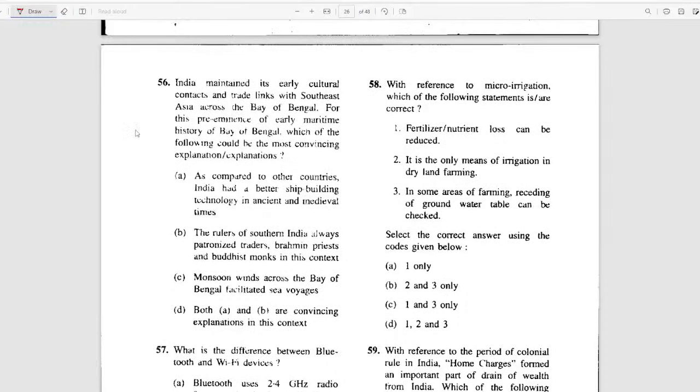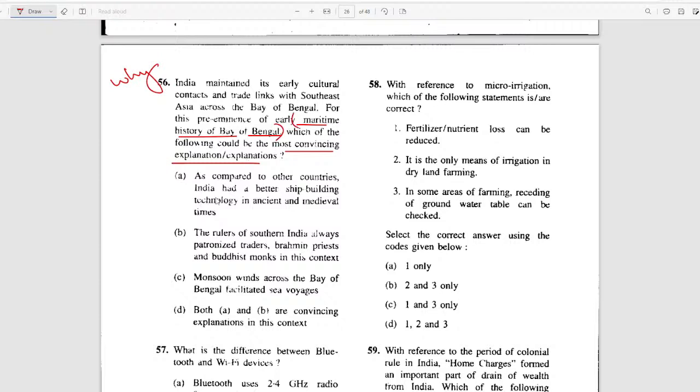Next, 56th question. India maintained its early cultural contacts and trade links with Southeast Asia across the Bay of Bengal. For this preeminence of early maritime history of the Bay of Bengal, which of the following could be the most convincing explanations? Why did we have good maritime relations? What were the reasons for it?